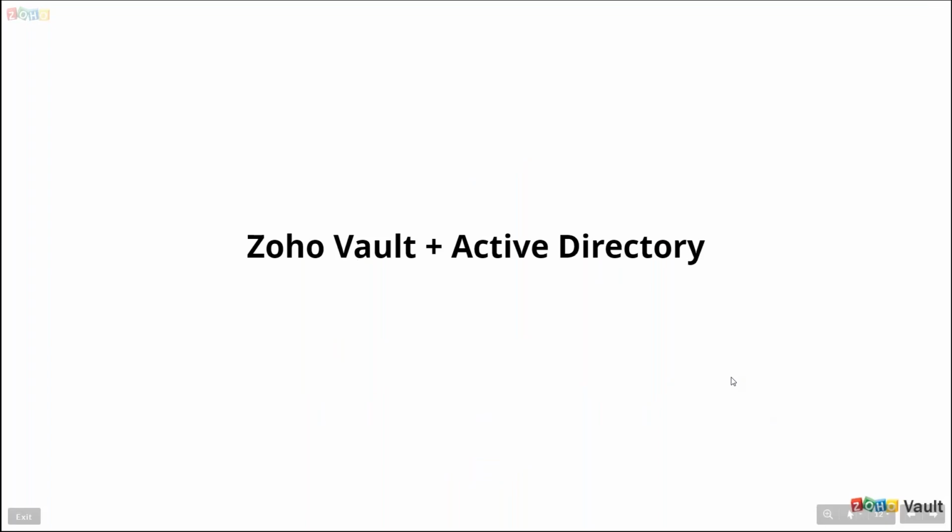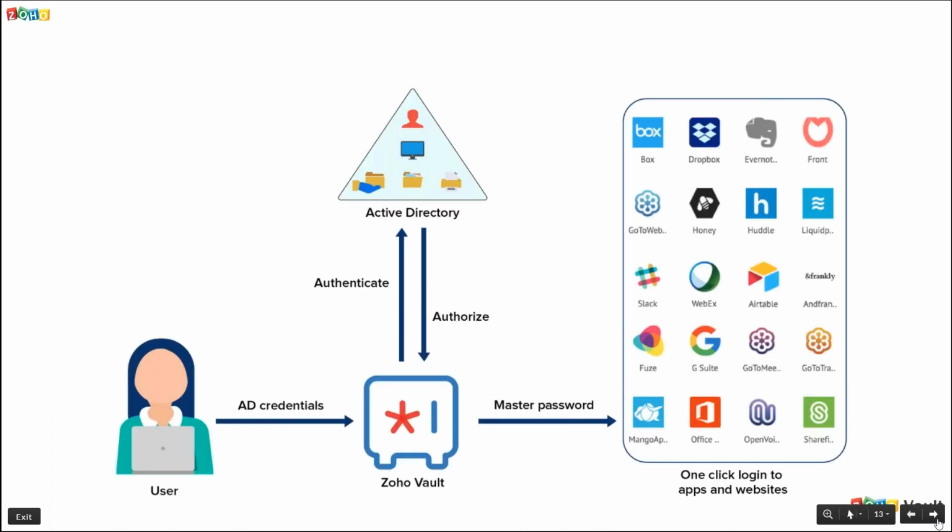Now, let us get started with the important part of this presentation, how to integrate Zoho Vault with Active Directory and the benefits of integration. To configure AD LDAP integration, the primary requirement is a domain controller with AD Federation services running in it. Once the integration is completed, this is how the setup will be like.